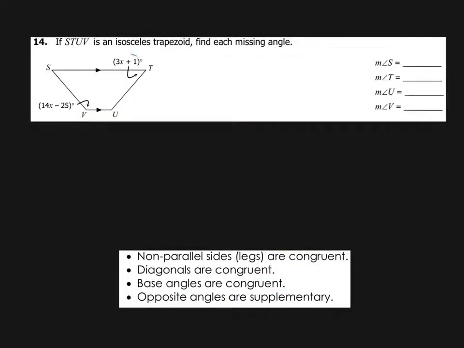Last one. I see that we have angles here. Okay, and what kind of angles are these? These are opposite angles of an isosceles trapezoid. Opposite angles of an isosceles trapezoid are supplementary again. 14x minus 25 plus 3x plus 1 equals 180.